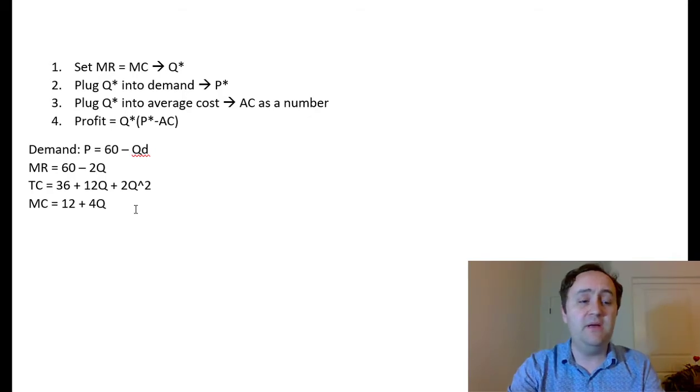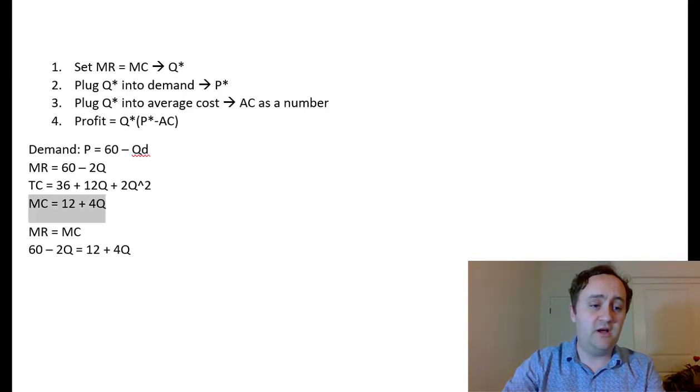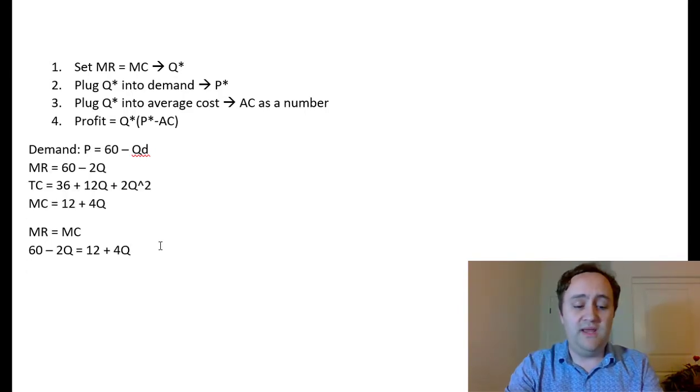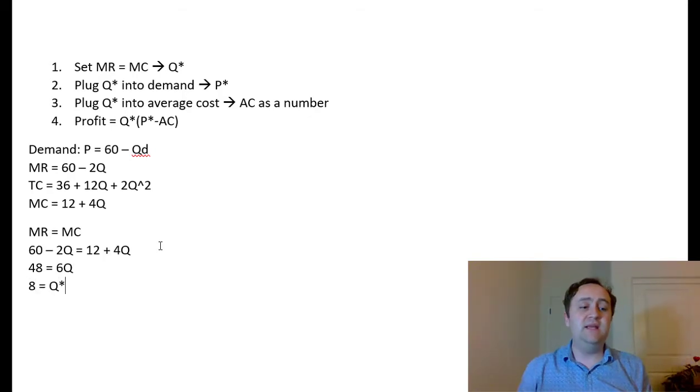So we can follow the first step of setting marginal revenue equal to marginal cost. We have marginal revenue 60 minus 2Q. That's going to equal 12 plus 4Q, which we have down here for marginal cost. Solve this out. We get that 48 is equal to 6Q. Divide both sides by 6. We get that our optimal quantity is 8, Q star or QM.